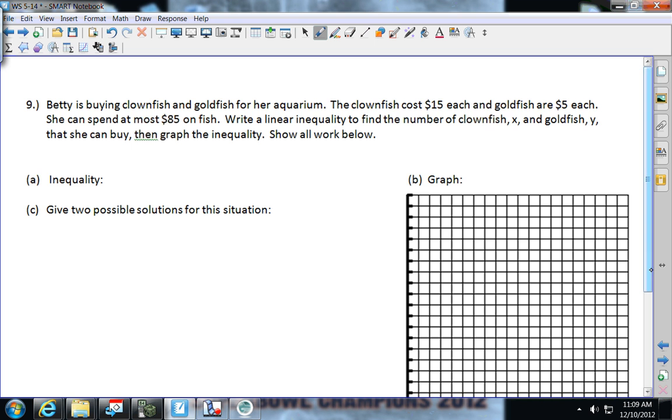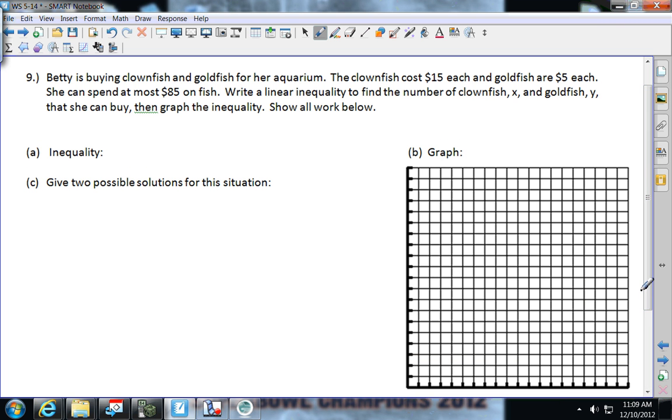Now, let's look at number 9. It says, Betty is buying clownfish and goldfish for her aquarium. The clownfish costs $15. Okay, so I would underline that right now. The goldfish costs $5. Underline those. She could spend at most $85. Circle at most $85. Write a linear inequality for the number of clownfish X and goldfish Y that she can buy and graph the inequality.